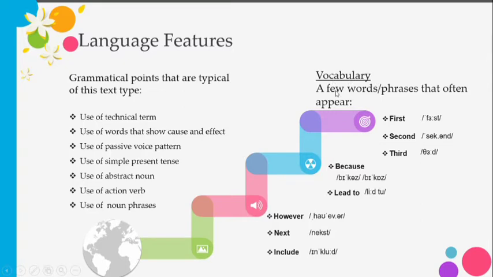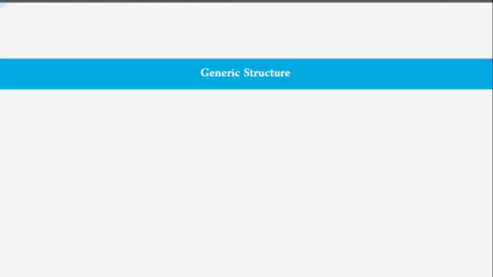Vocabulary. A few words or phrases that often appear. Of course, sequence words: first, second, and third. Words indicating cause and effect: because, lead to, however, next, and include. This is vocabulary that is usually found in explanation text.